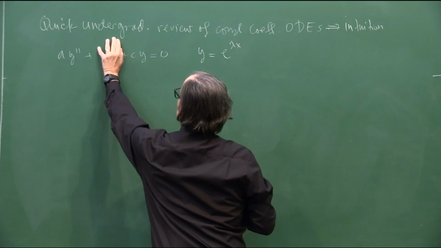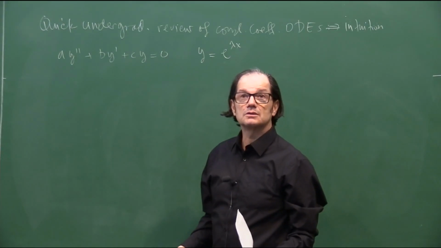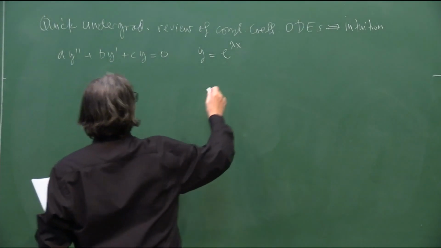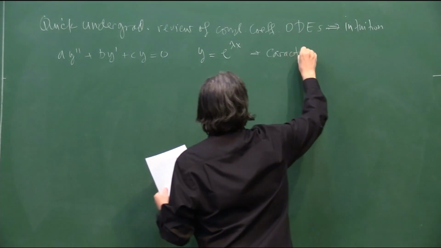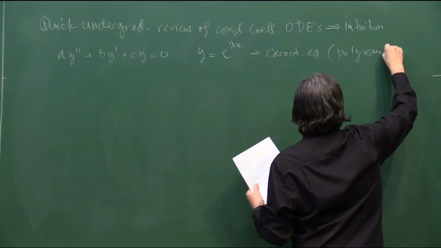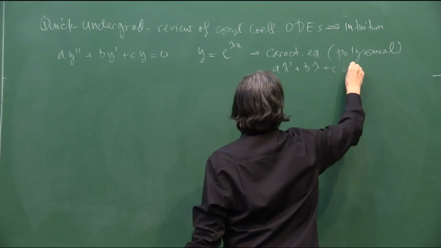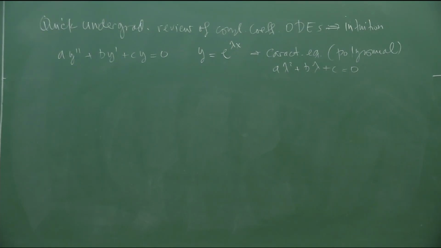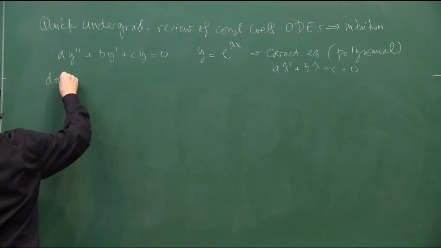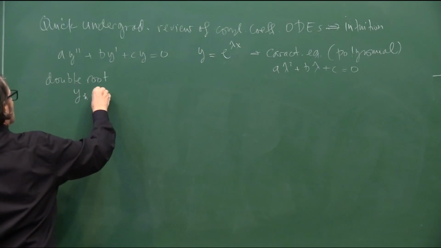Particularly if it's like this, we know that it's got to be an exponential because you differentiate it twice, it's the same guy and so on. Well, you plug this in here, you get what? The characteristic equation, or characteristic polynomial if you like, which will be a lambda squared plus b lambda plus c equal to 0, and then you find your solutions. If you have a double root, then our homogeneous solution will be like this.